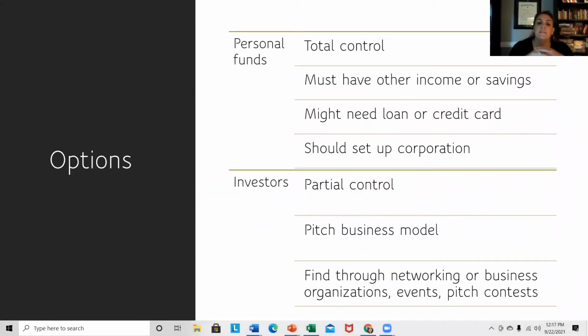So with the two options, if you have personal funds, if you happen to have that much money to start your projects, you do have total control. So that's nice. For me, that's really important because I'm very mission based.